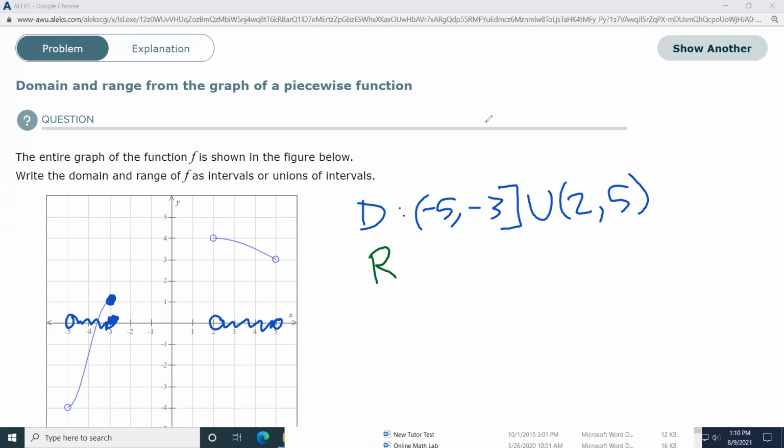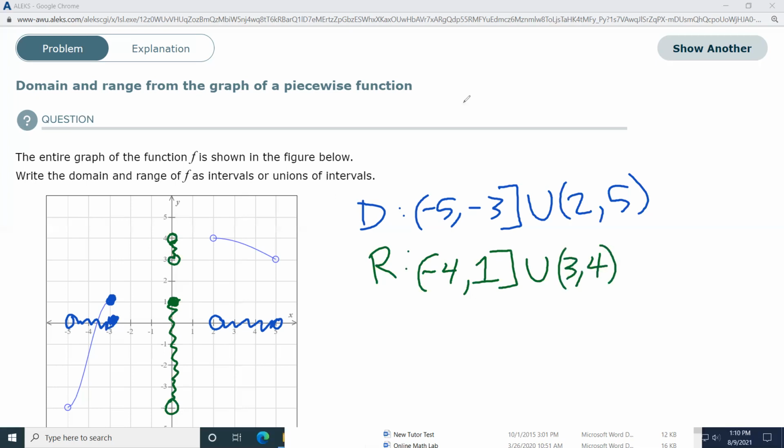All right, what about the range? Now we squish everything into the y-axis because the range is all about y's, just as domain is all about x's. It's going to shade in everything like that, and everything like that. So -4 to 1 with a bracket, and then 3 to 4. And that's the way we do it. I like it.